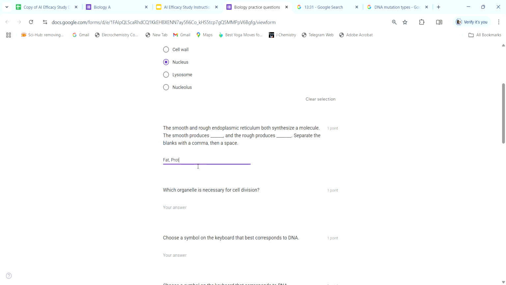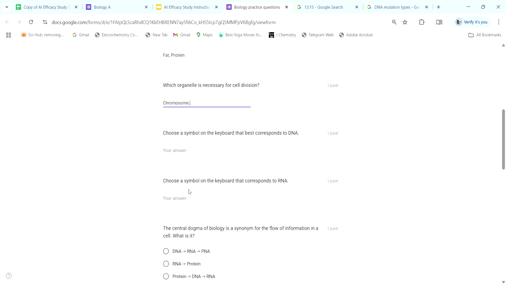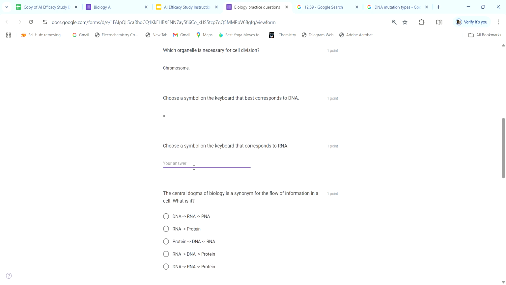Which organelle is necessary for cell division? Cell division, that is chromosome. Chromosome. Choose a symbol on the keyboard that best corresponds to DNA. Choose a symbol on the keyboard that corresponds to RNA. So I think this will be this way.